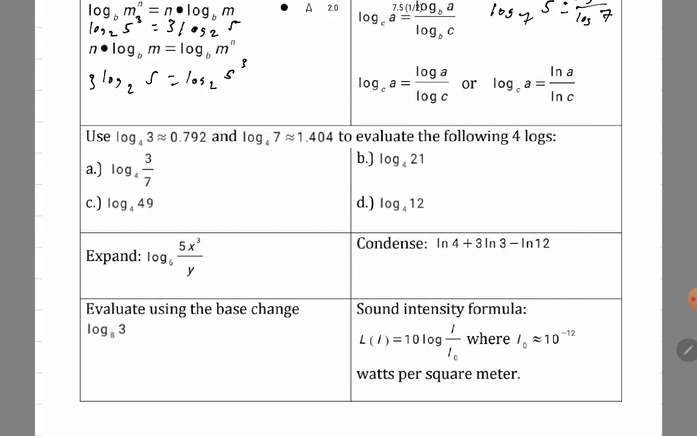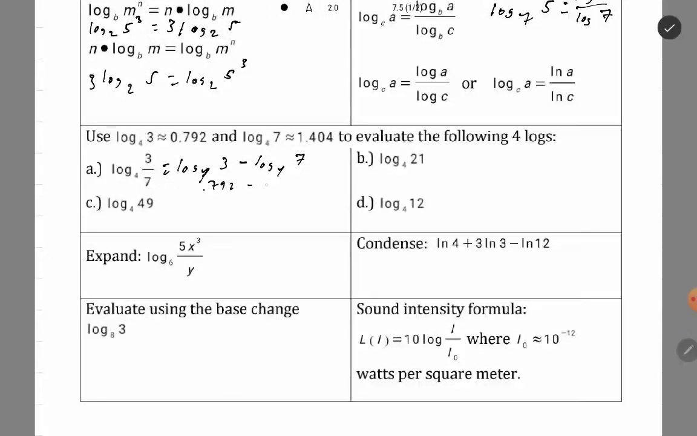So use the fact that log base 4 of 3 is 0.792 and log base 4 of 7 is 1.404 to evaluate the following 4 logs. So basically they don't want us to use our calculator. So we're going to use our quotient rule for this one. This is equal to the log base 4 of 3 minus the log base 4 of 7. Okay?